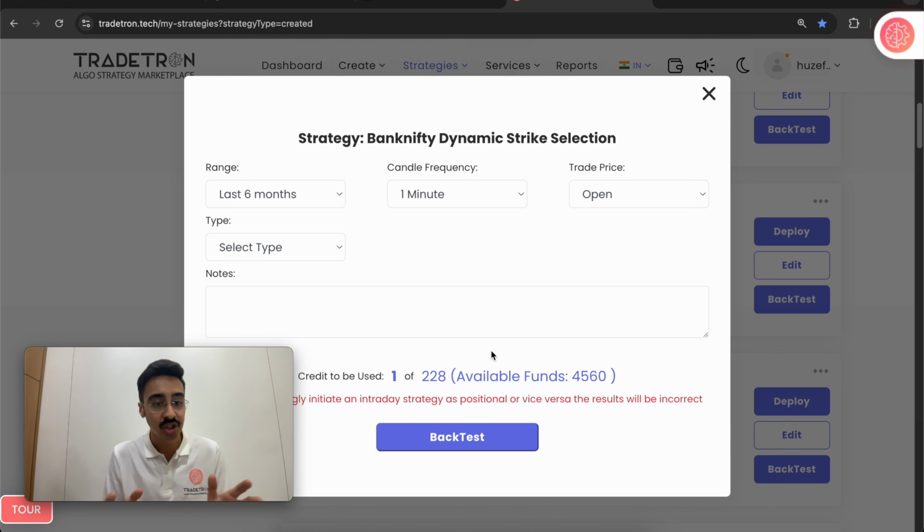The backtest duration that I chose was the longest duration possible, which is 2020 January till today, which is September 2025. So around 5 years of backtest. Candle frequency was 1 minute. Trade open price was selected, and it was an intraday strategy like I have created out here. Now, when I ran the backtest report, I got basically a result which looked somewhat like this, right?